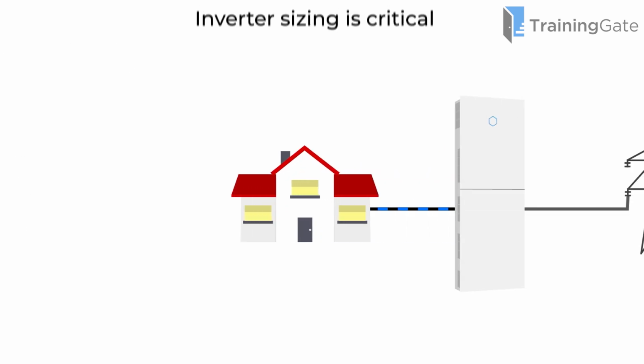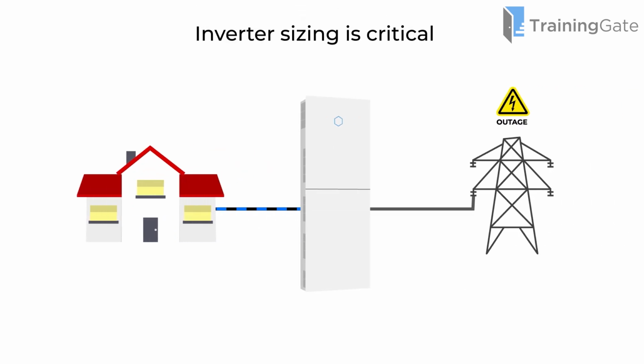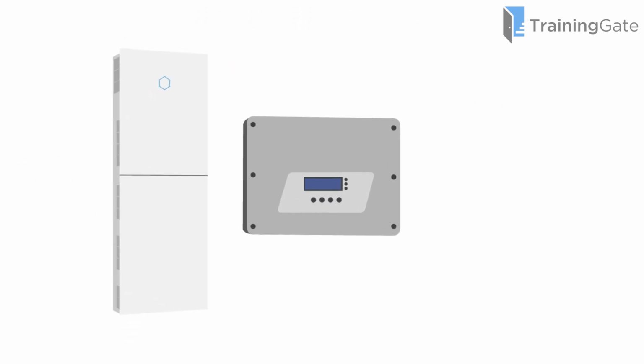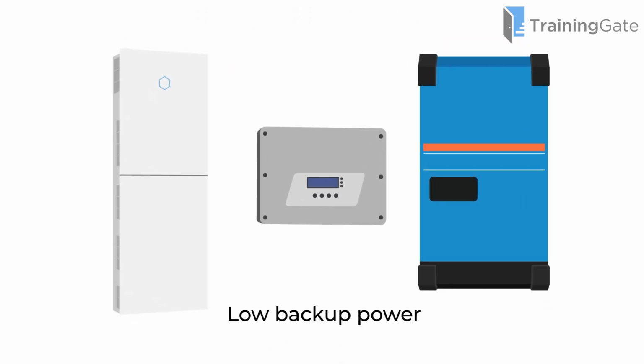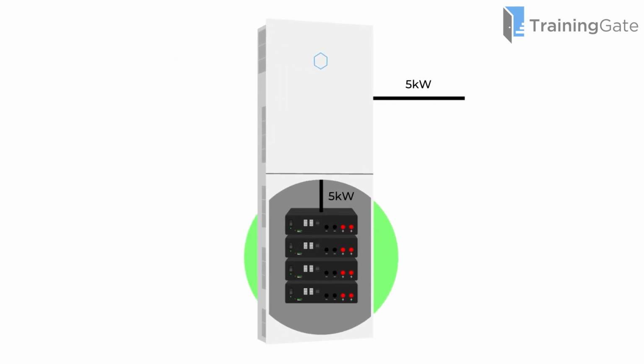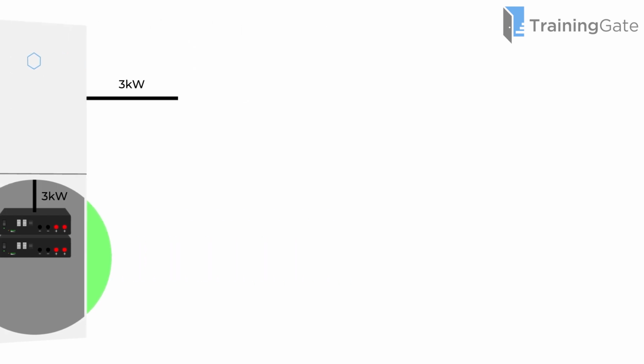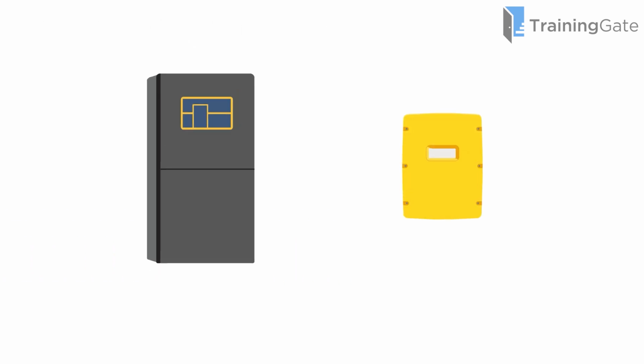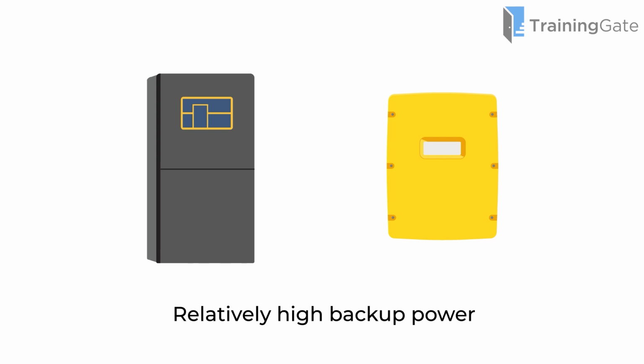For backup functionality, the inverter sizing is critical and must be sized to meet the full load demand under all conditions. There are many hybrid inverters that have a relatively low backup power capability when operating in backup or emergency supply mode. This can also be further limited by the battery capacity output rating depending on the battery size used. There are several high-end inverter chargers that provide a relatively high backup output power if required.